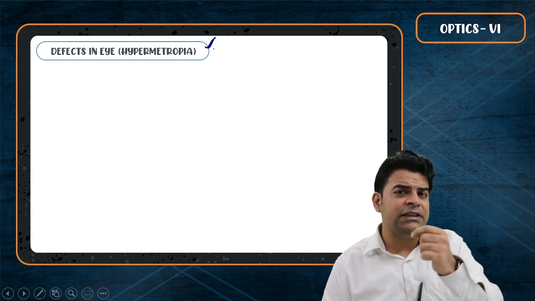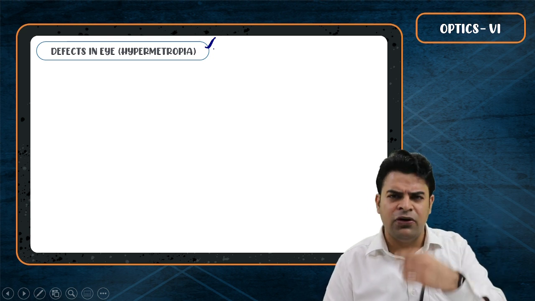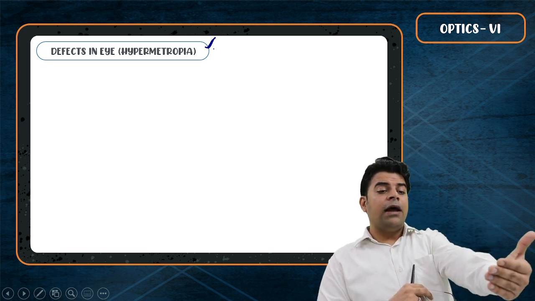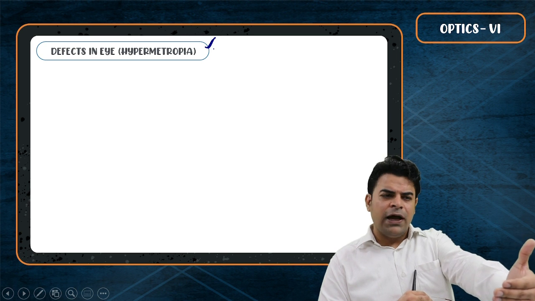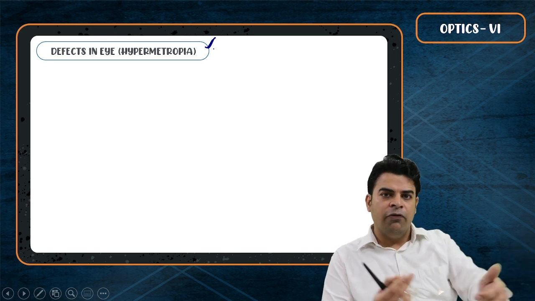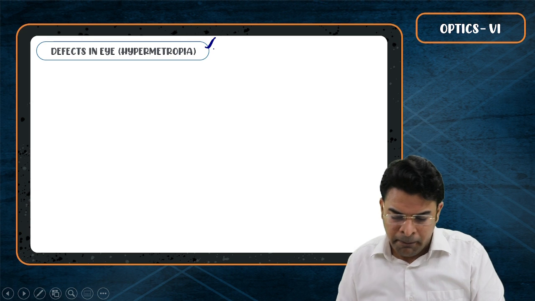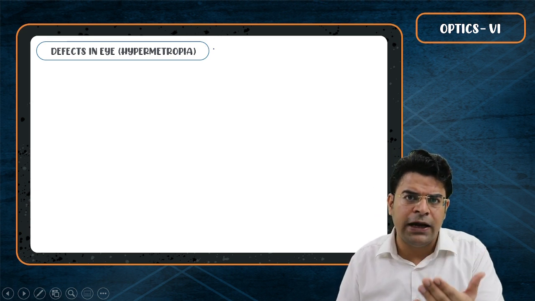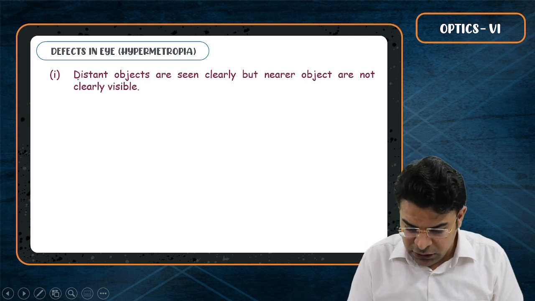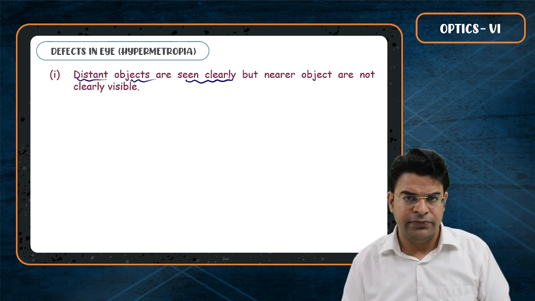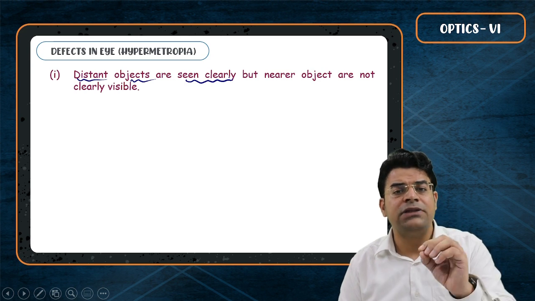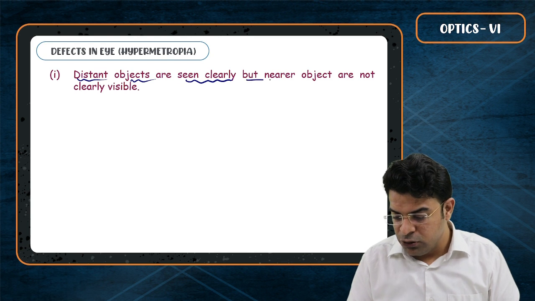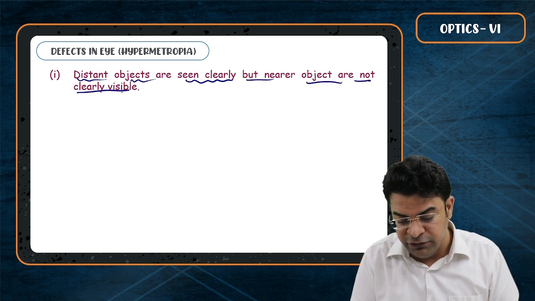But you must have seen some elderly people, your parents or maybe grandparents or some of the teachers. They keep the paper at a greater distance when they read it. Why? Because their near point has moved away. So what is hypermetropia? When you can't see things clearly when they are too close to your eyes. The distant objects are seen clearly. No problem with looking at things which are far away, but a lot of problem with the things which are closer. Near objects are not clearly visible.